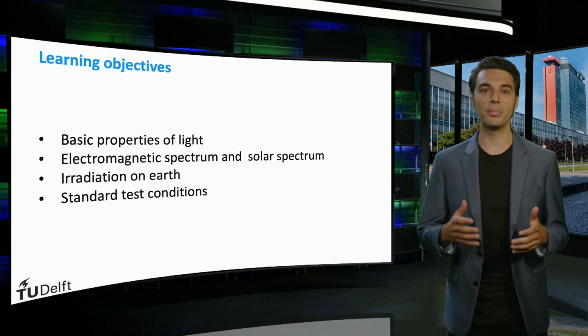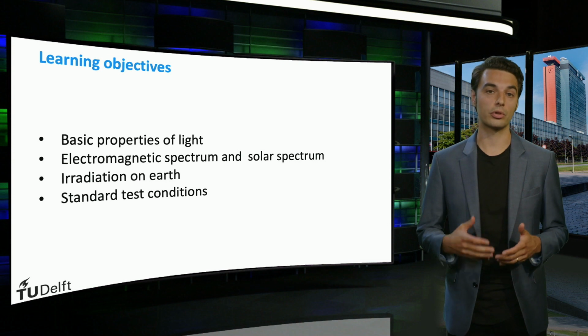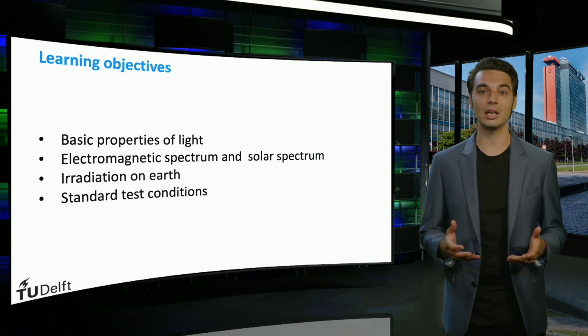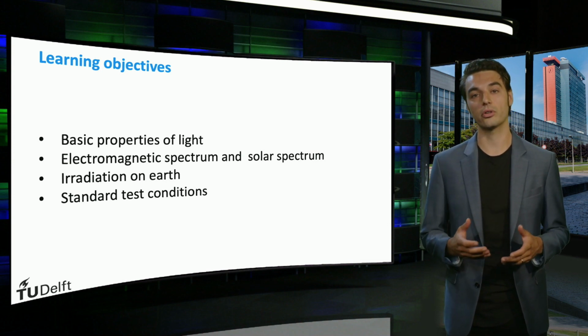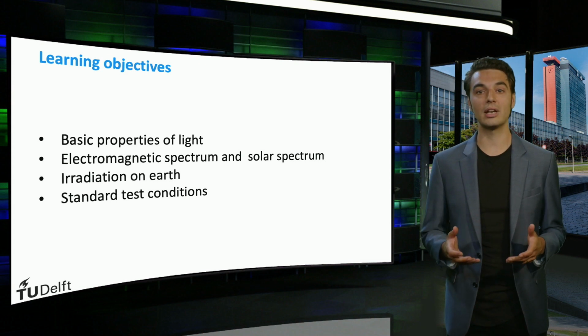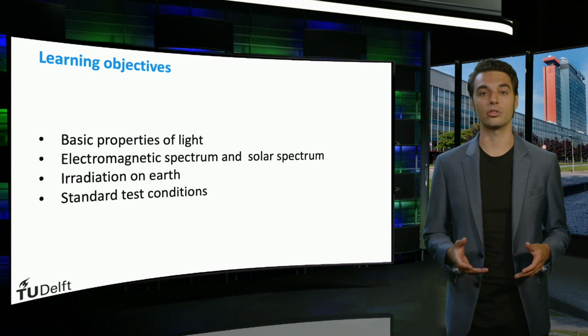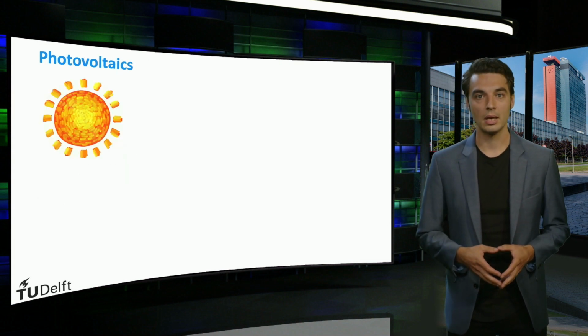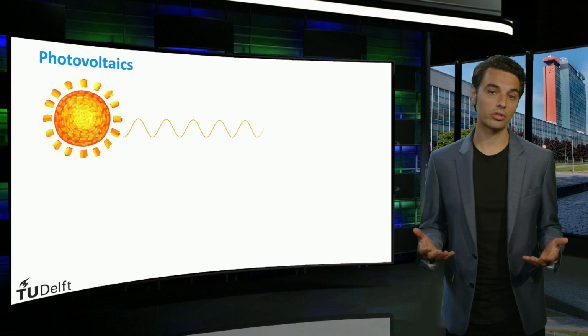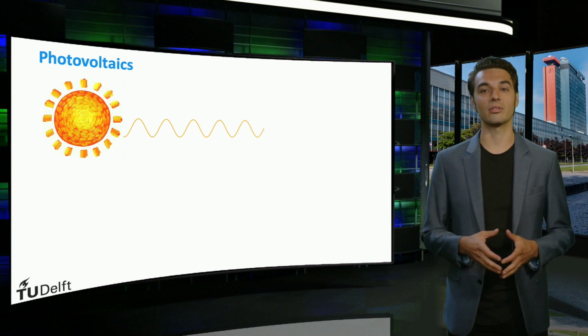We will learn about the basic properties of light. We will discuss the spectrum of electromagnetic radiation and the radiation spectrum of our sun. Then we will consider the radiation on the surface of the Earth, and finally we will discuss the standard test conditions for solar cells. As we will discuss later in this course, light is a form of electromagnetic radiation.